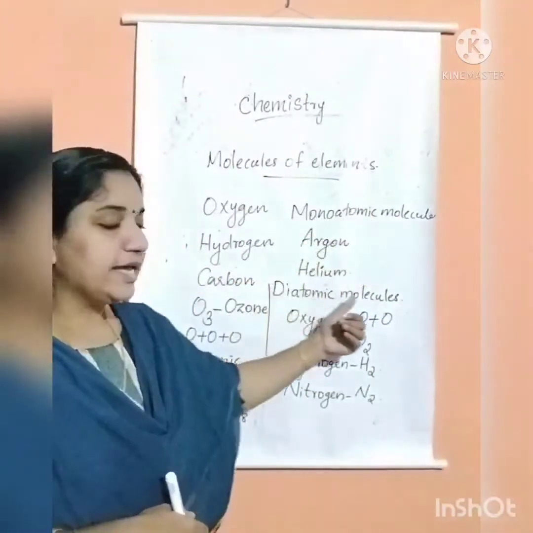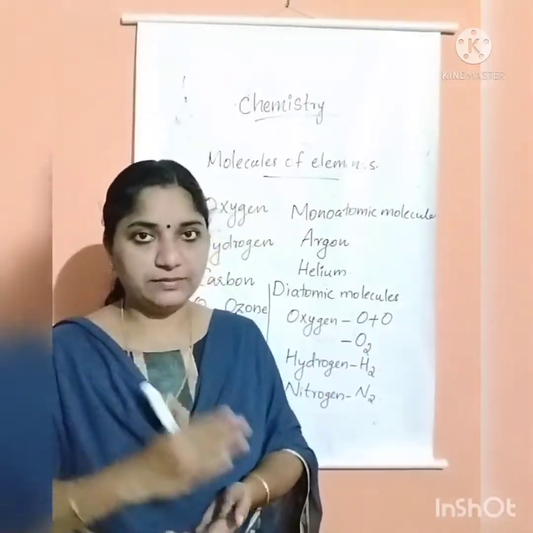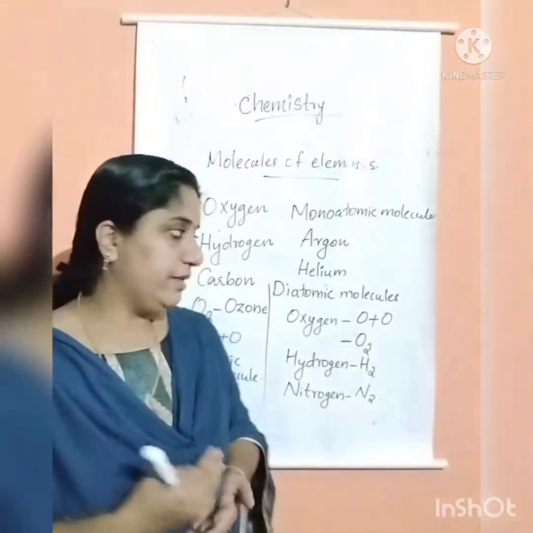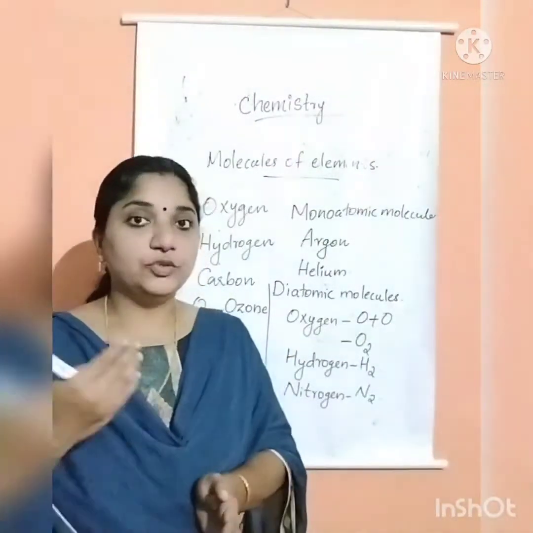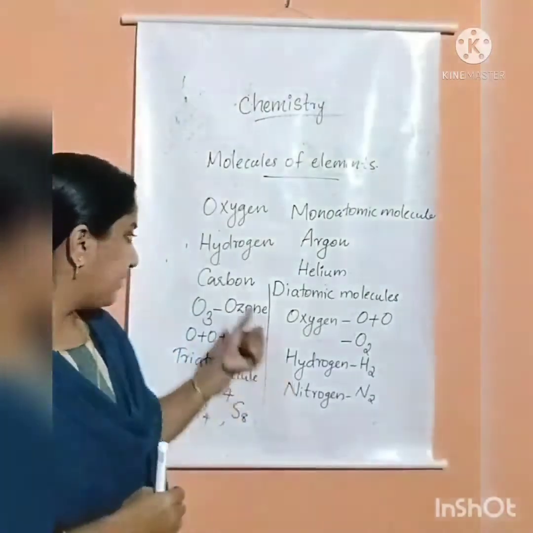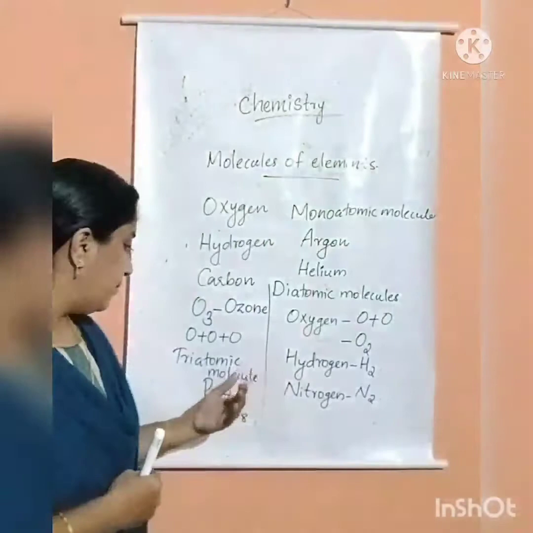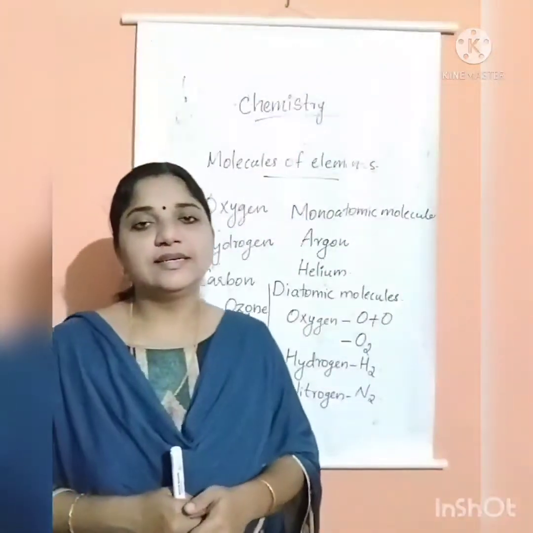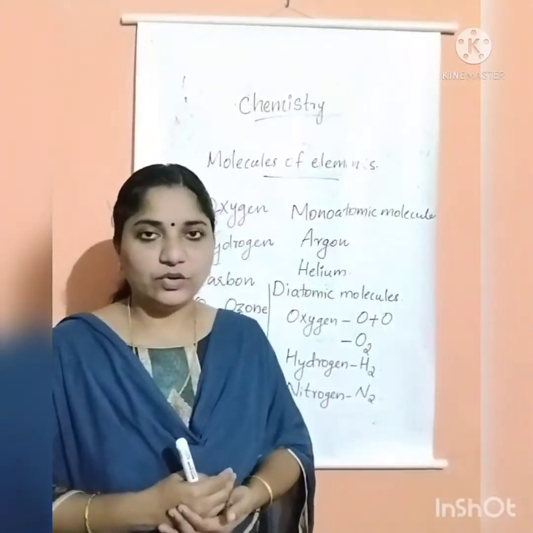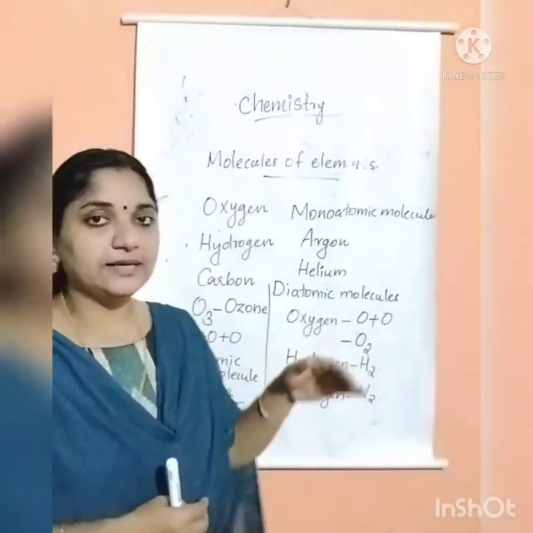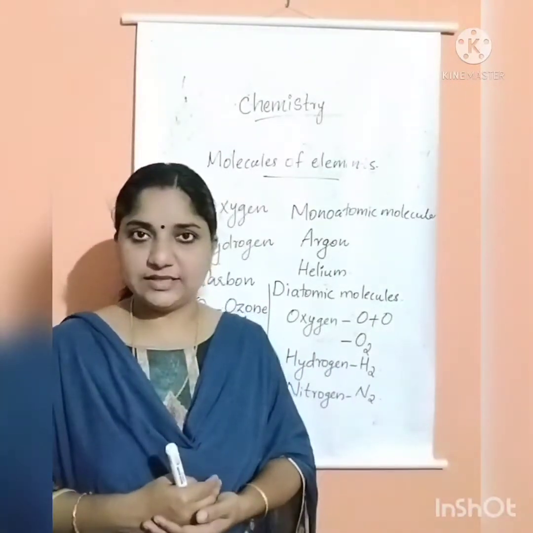Monoatomic molecules, diatomic molecules. Monoatomic molecules means it contains only one atom of that particular element. Diatomic molecules means it is formed from two atoms of that element. Triatomic molecules means it contains three atoms. Then polyatomic molecules means it contains more than three atoms of that particular element. Okay, so molecules are of different types according to the formation or the number of atoms present in it.